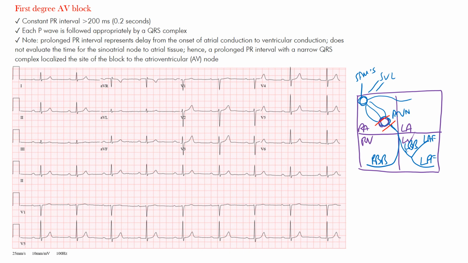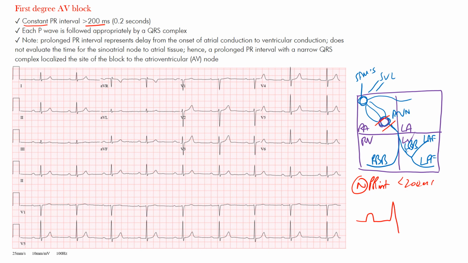The normal PR interval should be less than 200 milliseconds, okay? So once you hit 200 or you go above 200 milliseconds, we consider that a first degree AV block if it's constant. And the key thing here is constant prolongation, okay? So what is that PR interval?